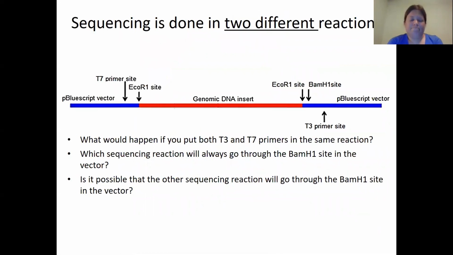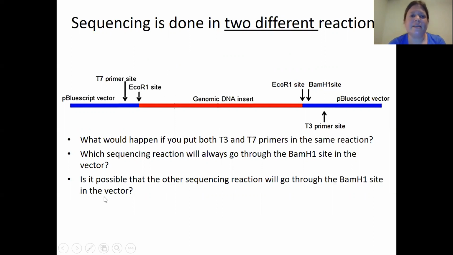So we've got the sequencing going on in 2 separate tubes, the T3 tube and the T7 tube. So something to think about is why do we do that? Why do we have a T3 sequencing reaction and a T7 sequencing reaction? What would happen if instead we just put them both into the same tube? And so why don't we do that?